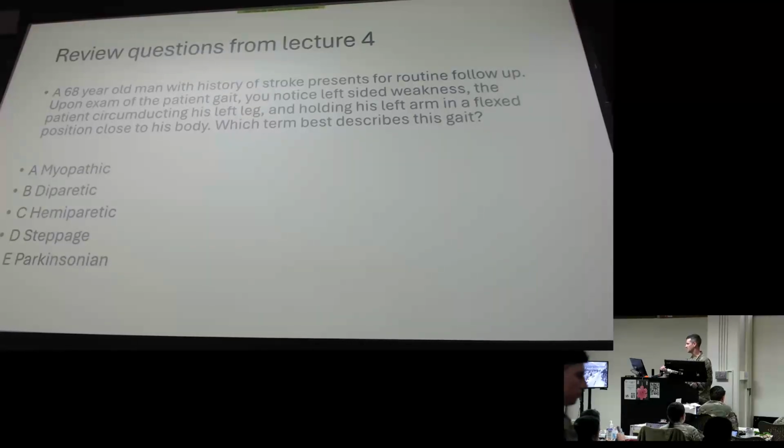Which is the term that best describes this kind of gait? We talked about myopathic, diaparetic, hemiparetic, that steppage gait where you're kind of stepping high, I think more CMT. And then Parkinsonian, I think Parkinson's disease. Which one is the correct answer for this one? We feel pretty confident about that.